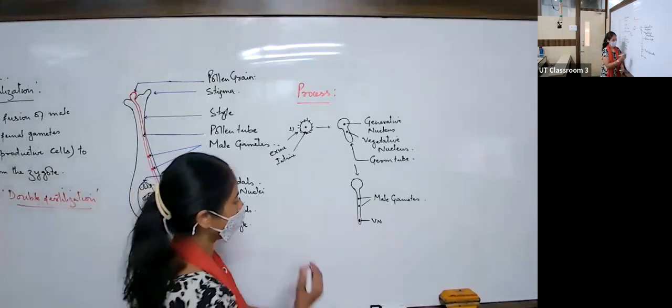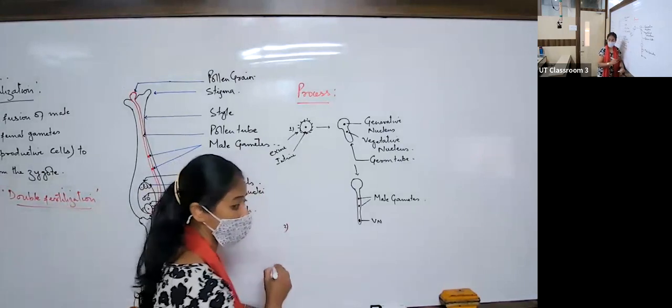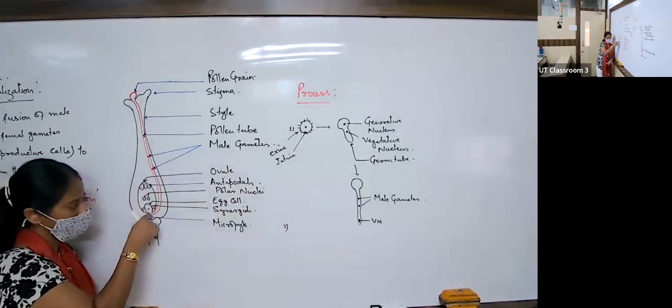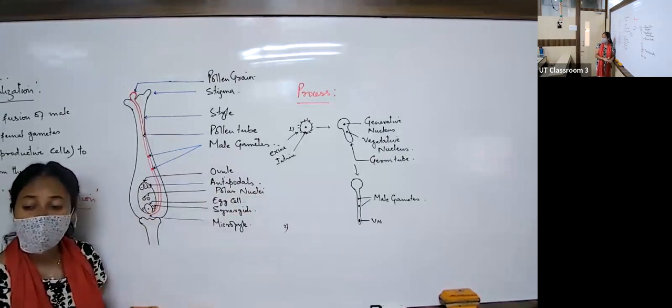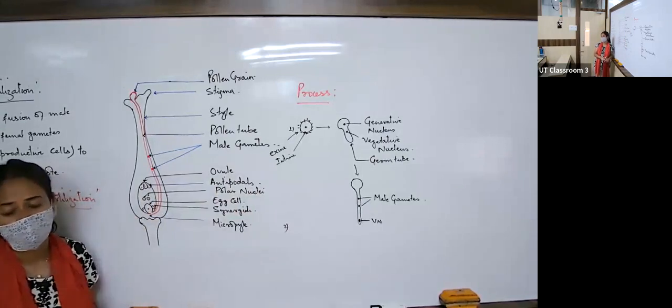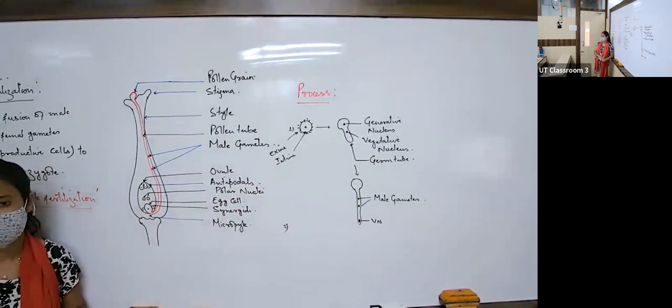So you have your male gametes. What about the female gametes? I talk about the ovule. This is the ovule. The ovule also has a single nucleus. What is the definition of the word ovule? It's a chamber of the ovary.